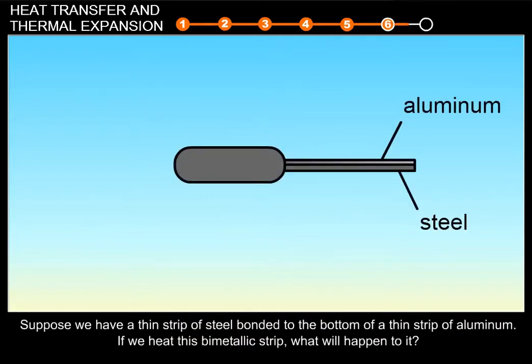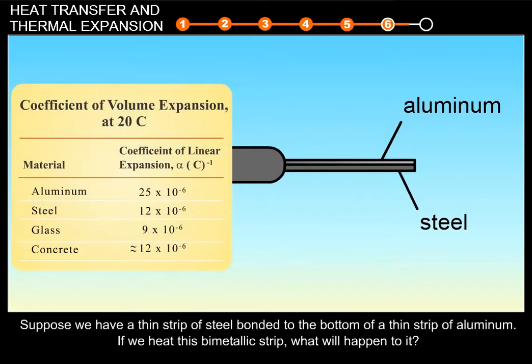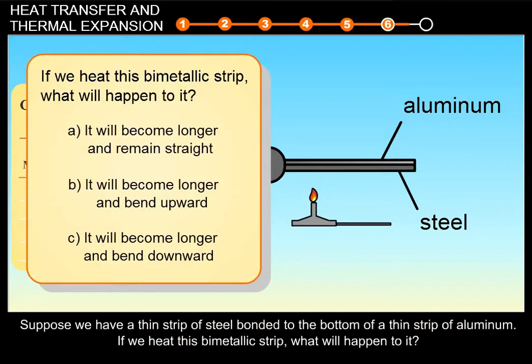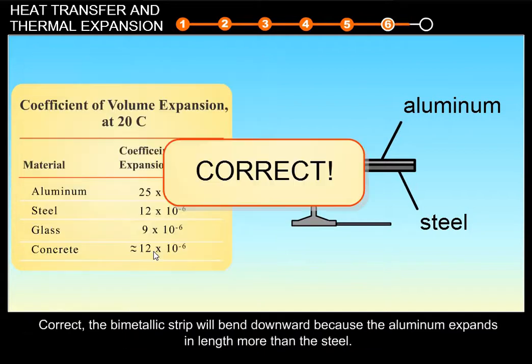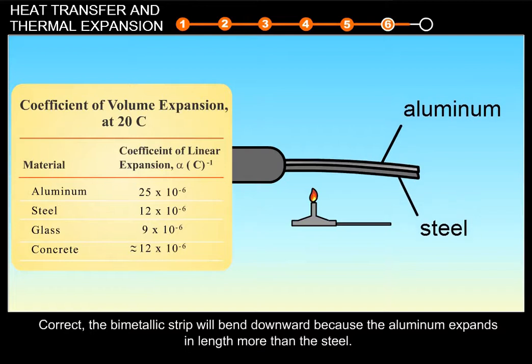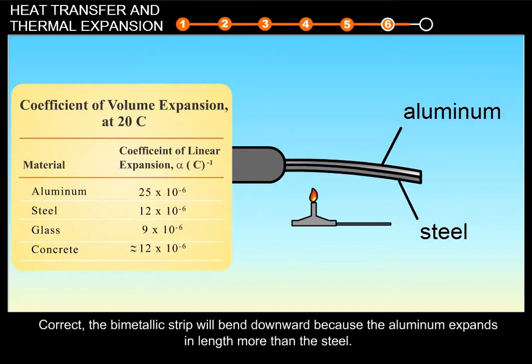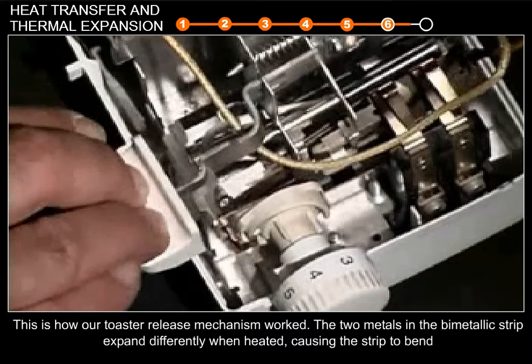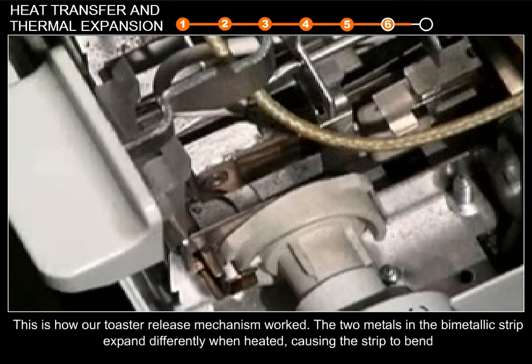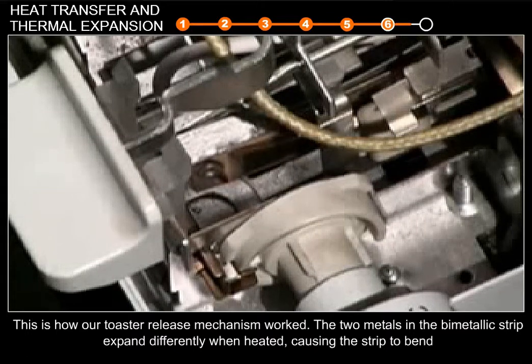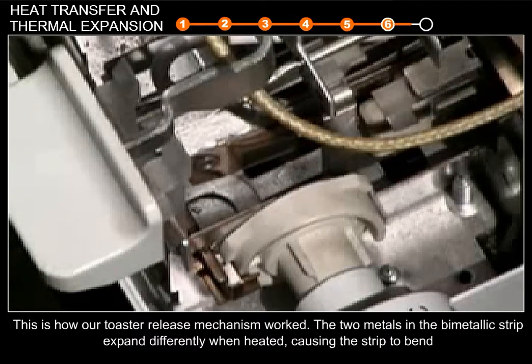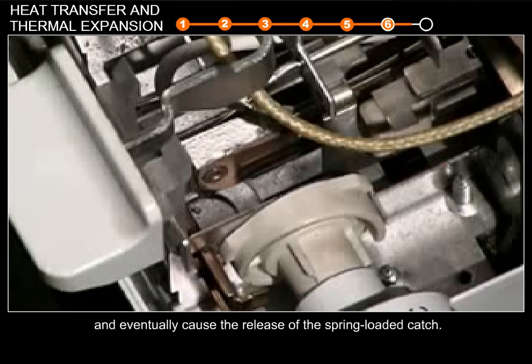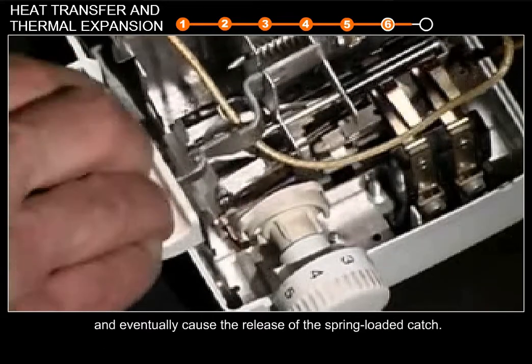Suppose we have a thin strip of steel bonded to the bottom of a thin strip of aluminum. If we heat this bimetallic strip, what will happen to it? Correct. The bimetallic strip will bend downward because the aluminum expands in length more than the steel. This is how our toaster release mechanism worked. The two metals in the bimetallic strip expand differently when heated, causing the strip to bend and eventually cause the release of the spring-loaded catch.